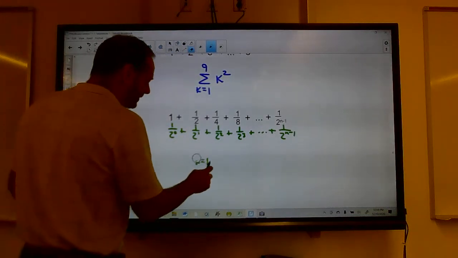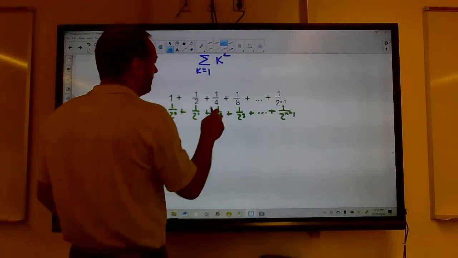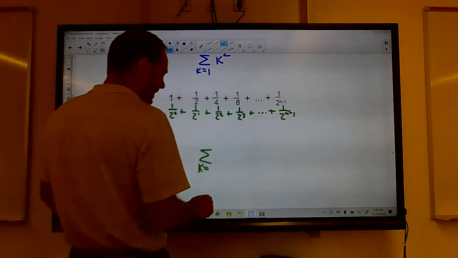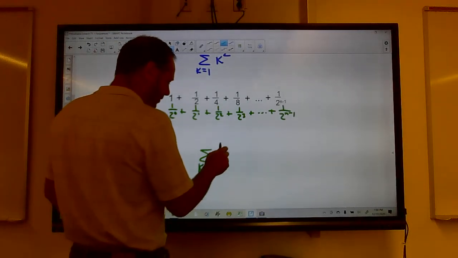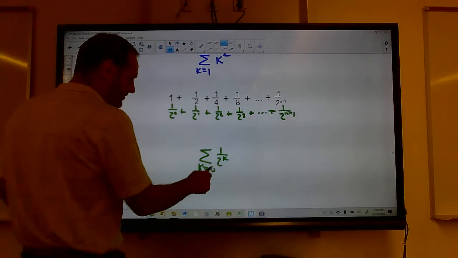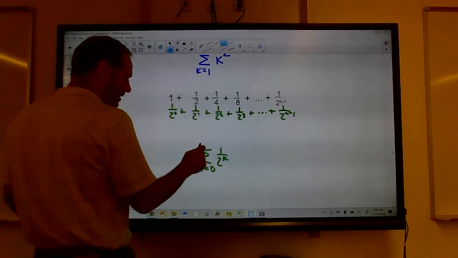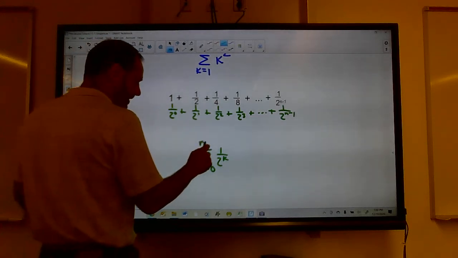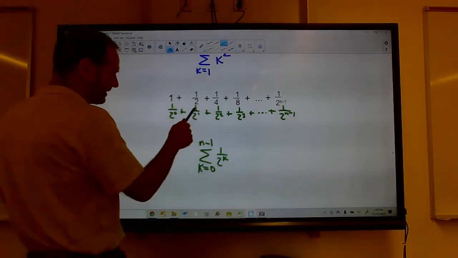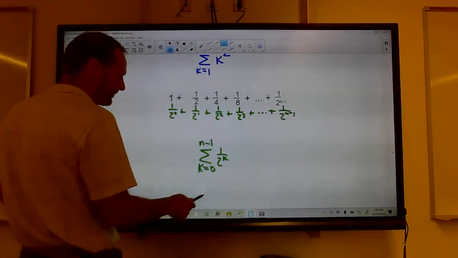Okay, so there's a couple ways I can write this. I just need to make sure my first term is correct. So it's going to be the sum of 1 over 2 to the k power, and this one I'm going to start at 0, and I'm going to end at n minus 1. So my first one would be 1 over 2 to the 0 power. My second one would be 1 over 2 to the first power. And then my last one is going to be 1 over 2 to the n minus 1 power. So there you go.